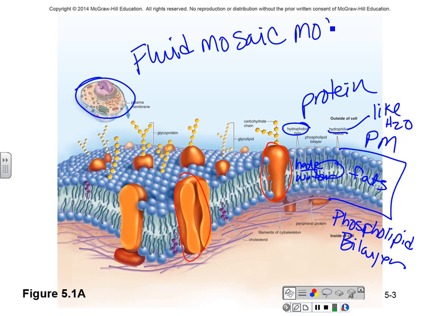Some other things you might hear this called or read it called: fluid mosaic model. This is moving, and I do have a video for you to watch in Blackboard. This is not stagnant. This is not rigid. This is not like paper. This is very fluid, watery. These proteins can drift and move around within this plasma membrane. So it's movable and flexible.